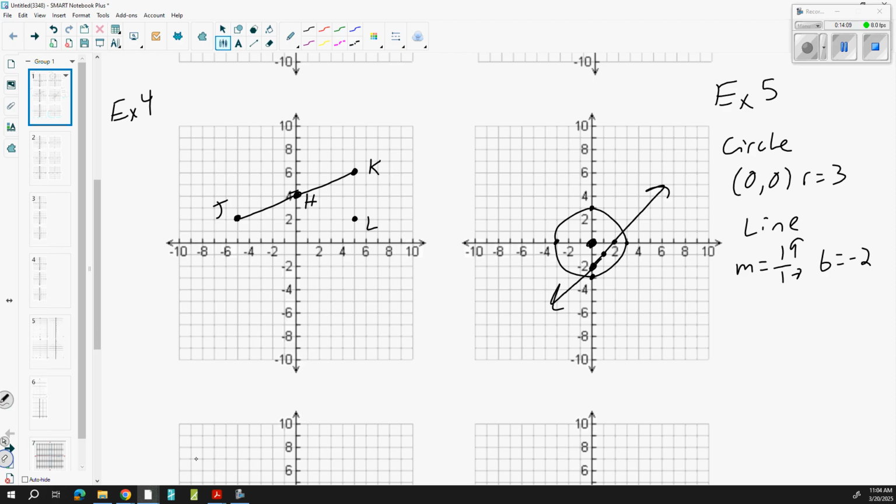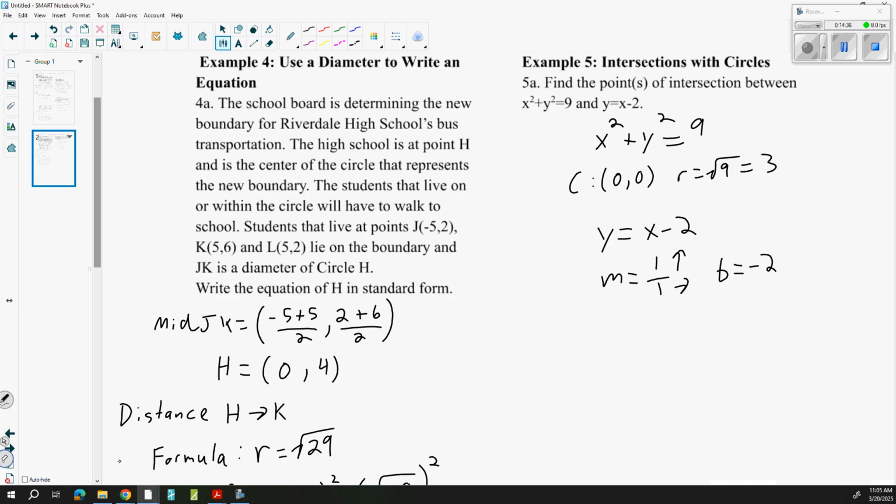And it looks like they are hitting about right here and right here. Obviously, we're going to make a little bit of an error with our drawing by hand, so we're going to assume it's the exact point. So this is at (3, 1) and this is at (-1, -3). So that's what we will say our answer is: (3, 1) and (-1, -3).